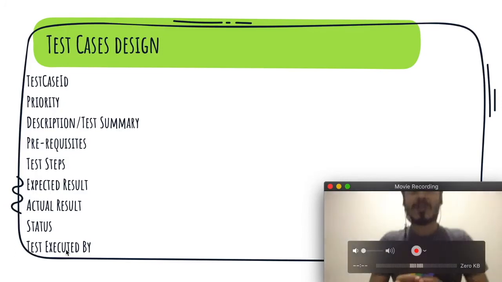test summary. So test case ID defines the uniqueness of the test cases that we are writing. Every test case will have a unique test case ID. And priority means when we want to do that test case, whether it is an important functionality, we prioritize them. If this test case is important, I will do it first, and if this test case is not important, I will do it later.